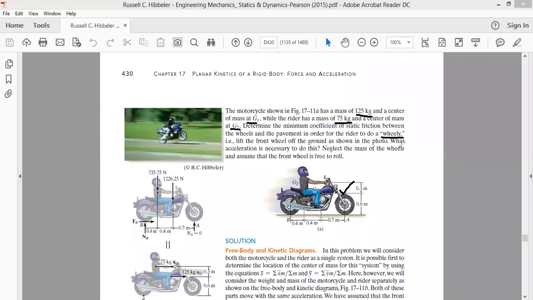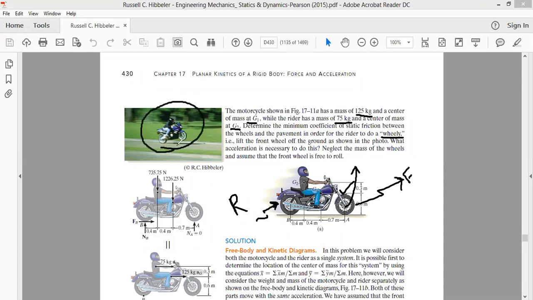This is very important. Now the rider wants to perform the wheelie. What do we mean by wheelie? Wheelie means that the rider wants to lift his front tire in the air and ride this motorcycle on only the rear wheel. So this is the rear wheel, and this is the front wheel. The rider attempts to lift the front wheel in the air and ride the motorcycle only on the rear wheel. That is the picture that is given here.